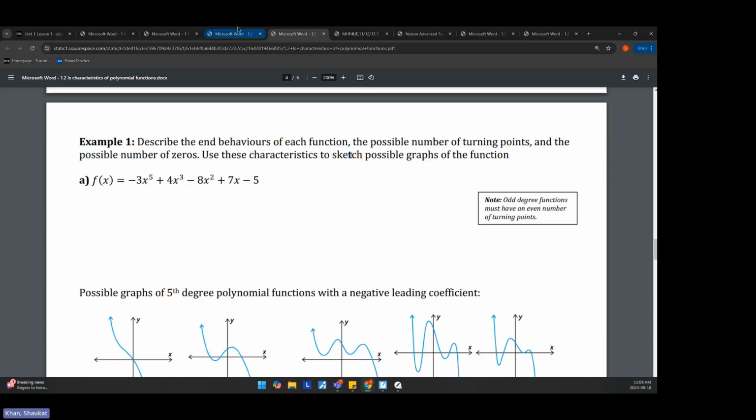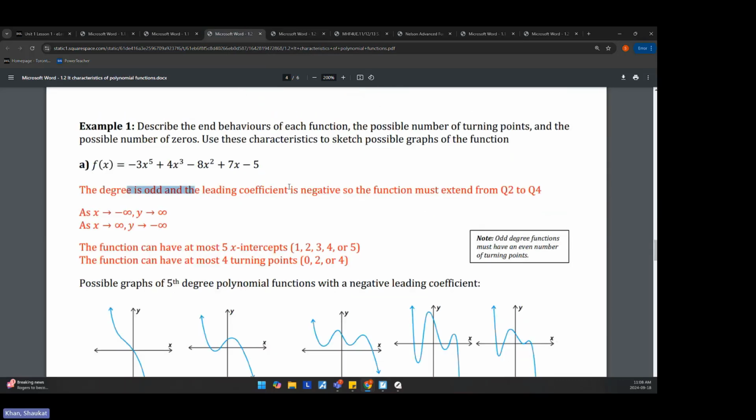So degree is odd, leading coefficient is negative. Sorry, I didn't do the end behaviors, apologies. If it's negative, then the end behavior has to go from quadrant 2 to quadrant 4. So as x goes to negative infinity, y goes to positive infinity. As x goes to positive infinity, y goes to negative infinity.